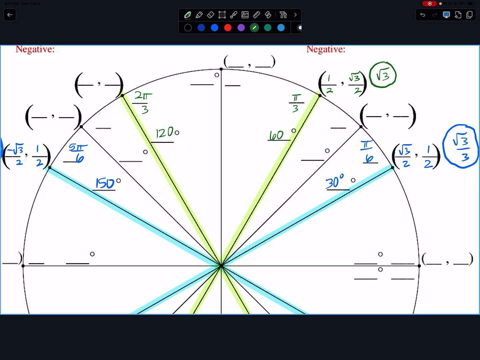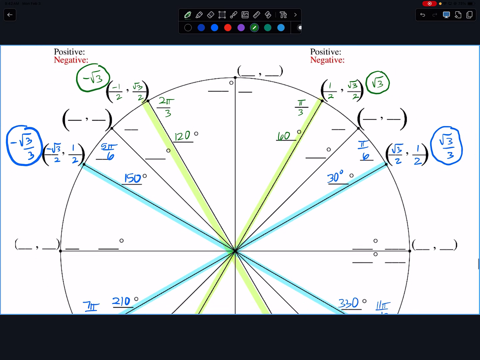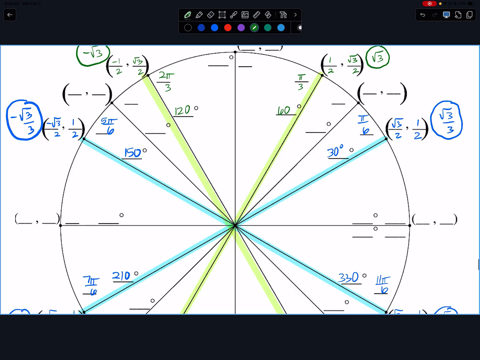All right. Since I know it's going to be the same numbers as over here, the only thing that's going to change is that x is going to become negative. So it's going to be negative 1/2, comma, positive root 3 over 2. And tangent's going to be negative. Okay. Is everyone good there?